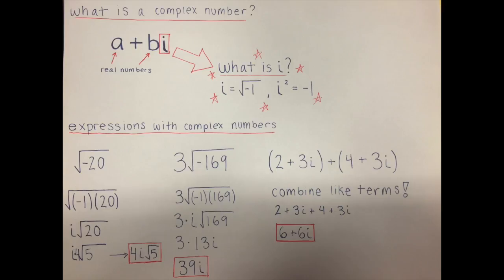Now we're going to move on to adding and subtracting complex numbers. So what you would do here is you would combine like terms. So then you would combine 2 and 4, and 3i and 3i, which would give you 6 plus 6i.